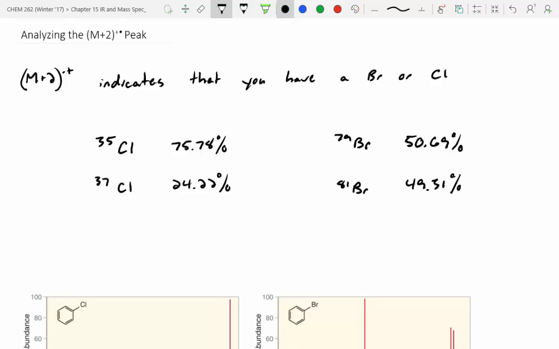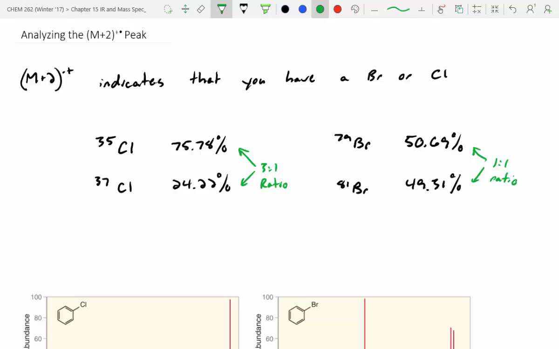And the other cool tool with this is you can identify which one you have, whether or not it's a bromine or a chlorine. If you've got a chlorine, you're going to be looking at something that's roughly a 3-to-1 ratio. So if your parent peak is roughly 3 times as big as that mass plus 2 peak, you likely have a chlorine. If you've got bromine, the mass plus 2 peak is about the same size as your parent ion. And this is a 1-to-1 ratio approximately.